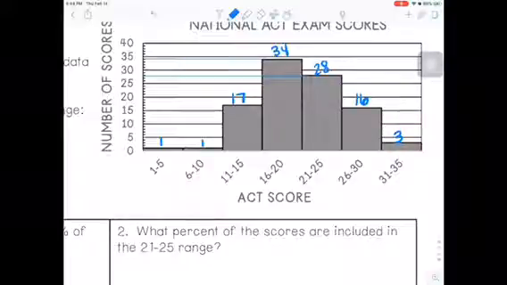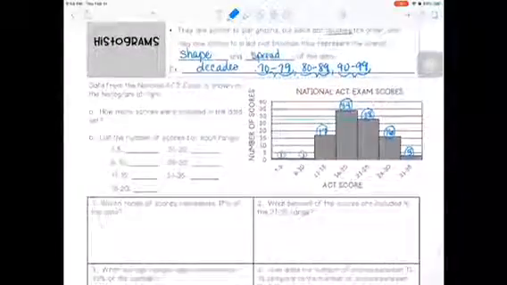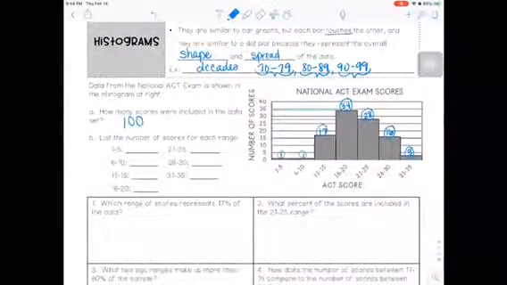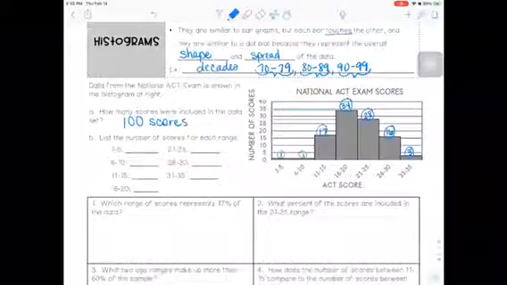All right, so we would need to add up all of these numbers. So that's 2 plus 17, 19. 19 plus 34 is 53. 53 plus 28, let's see, that's 81. And then that's 97, and 97 plus 3 is 100. So there are 100 total scores included.